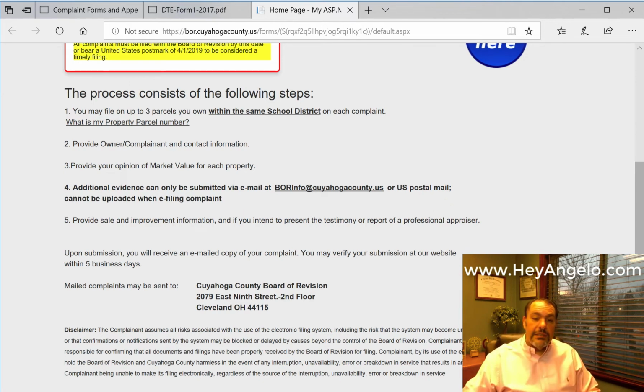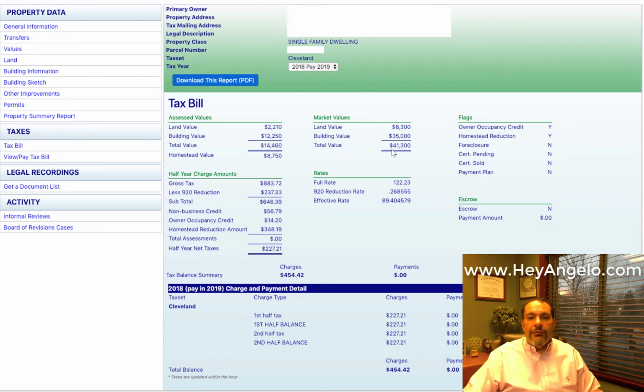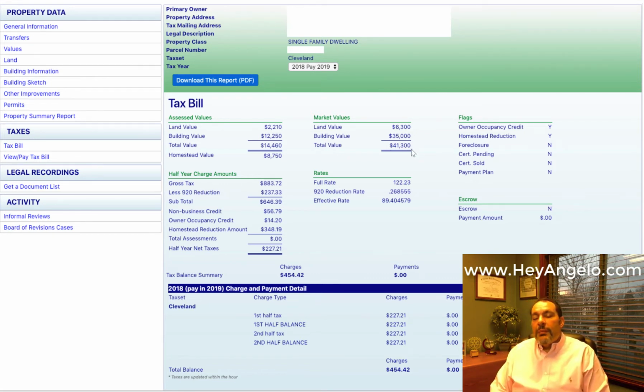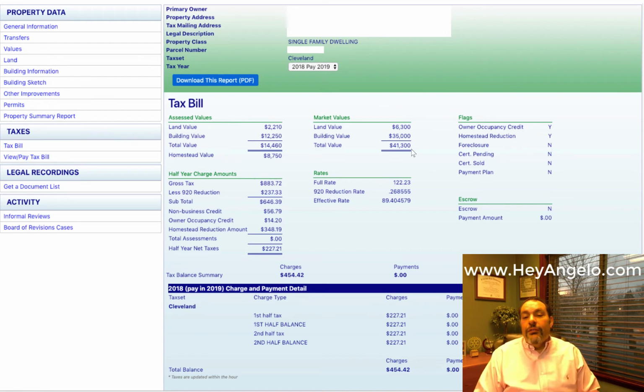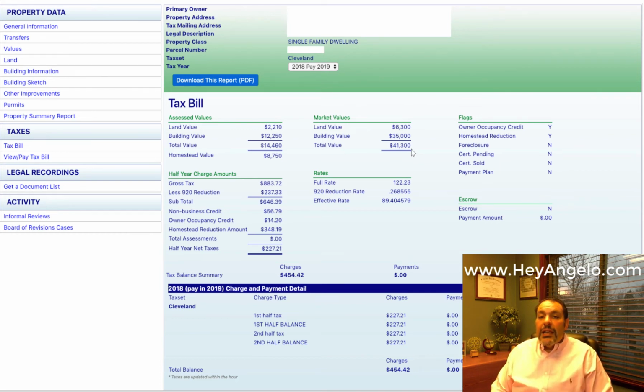Now, when we were looking at the property, the value came up at $41,300. Now, if you own this property and you believe that at $41,300 you would sell this in a heartbeat because the property is worth less, then you probably should dispute it. If you come back and you're like, you know what, that seems about right, within a little bit, I'm probably going to leave it alone. If you say, you know what, I think that is way too high, I would sell that in a heartbeat, you want to lower it.